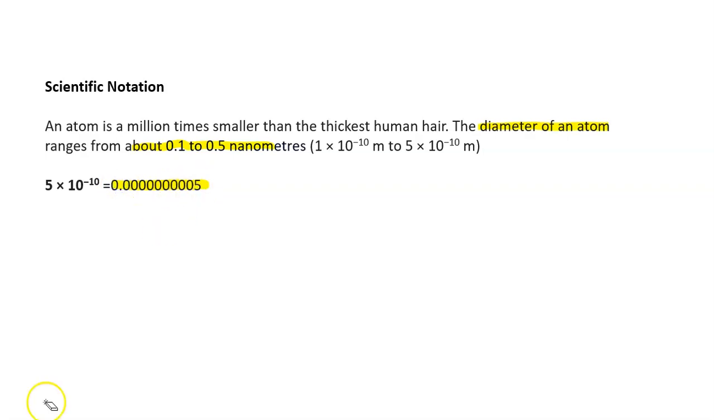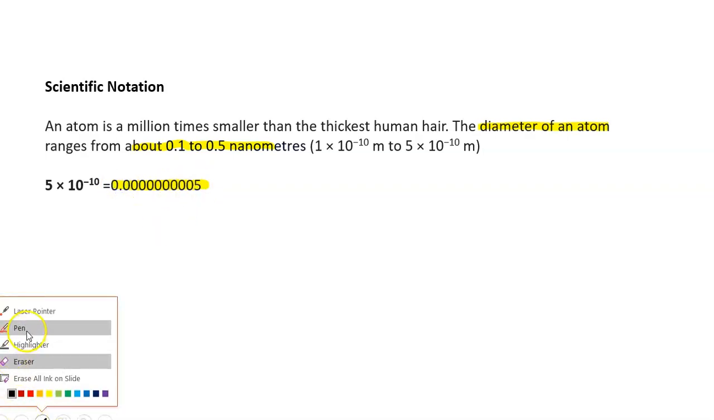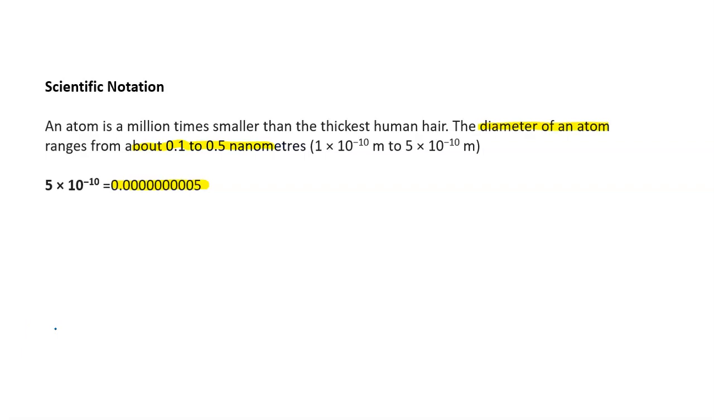So in this video, we're going to talk about scientific notation. It is a method for us to write very big numbers or very small numbers. So for example, the diameter of an atom is 0.00000000005 meters, which is very tedious for us to say, so many zeros.